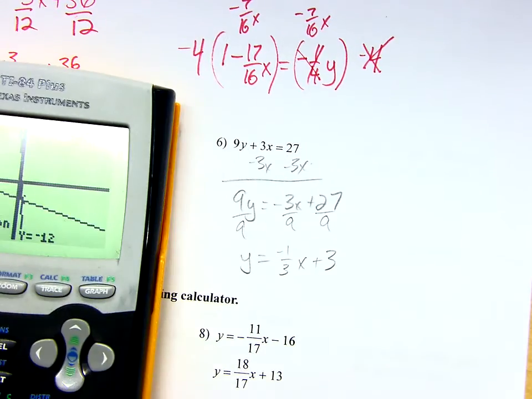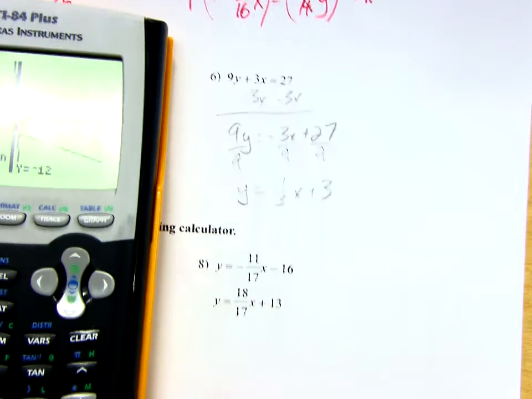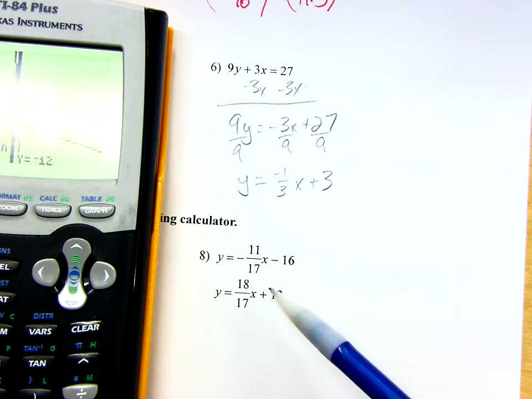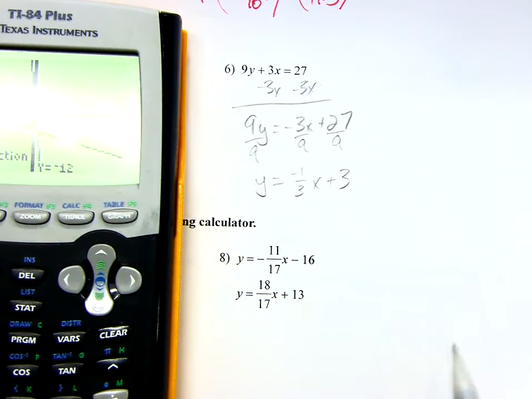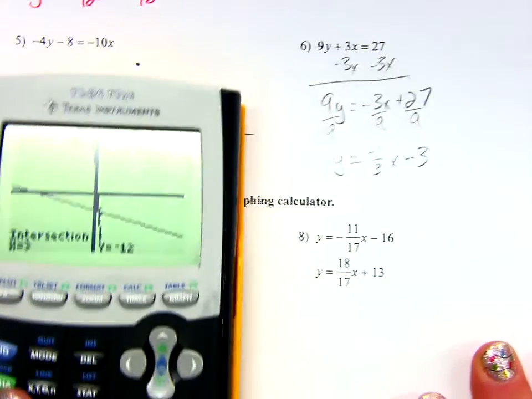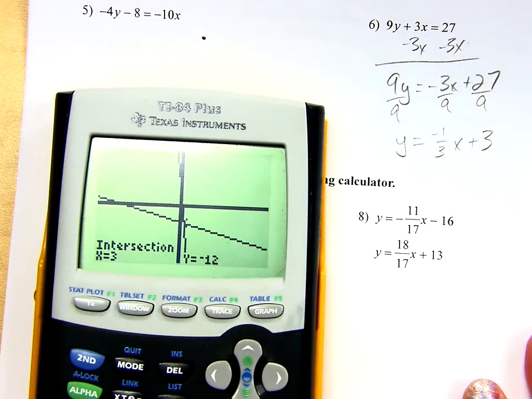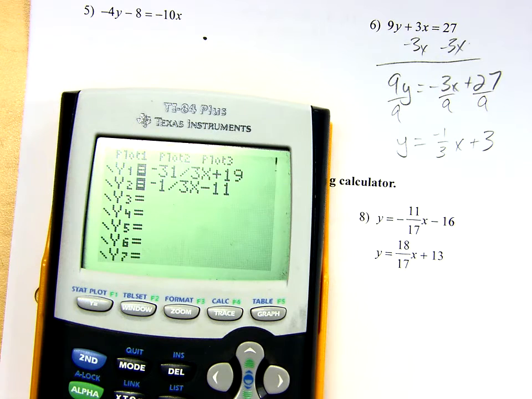So look at number 8. No matter how bad these look, I would never want to do this by hand if I didn't have to. That looks like a nightmare. But on the calculator, it's actually super fast. So go ahead and type in those ones on number 8. See if you can remember how to get there. I like to clear everything away first.